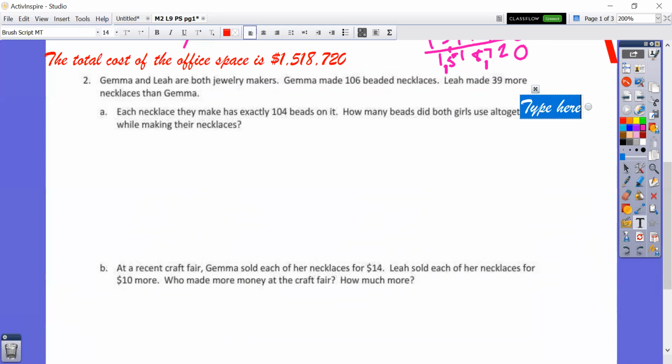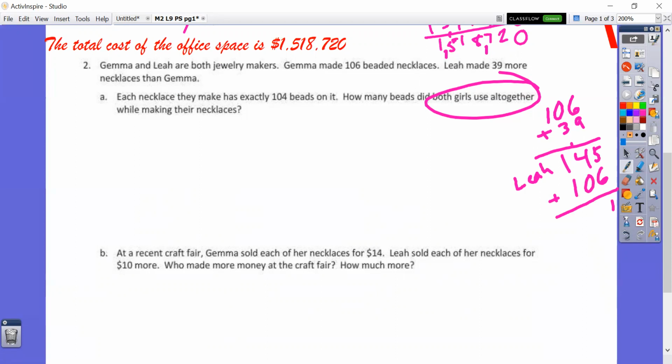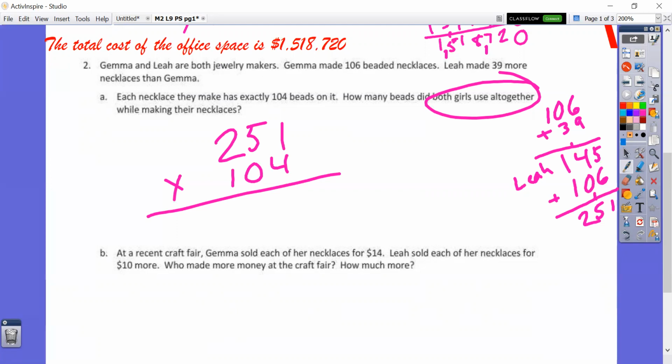Well, to find out how many they both used, first I need to figure out 106 plus 39 to figure out Leah's. 145. Well, that's how many Leah made. But we need to add that back to 106 to find out how many they made all together. And altogether, they made 251 necklaces. And each necklace has 104 beads.